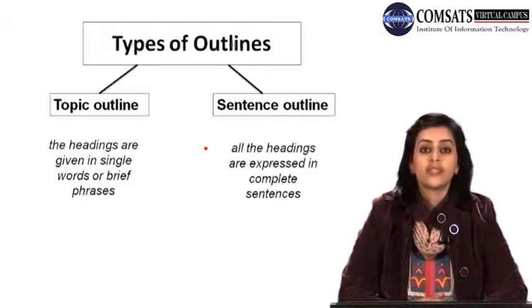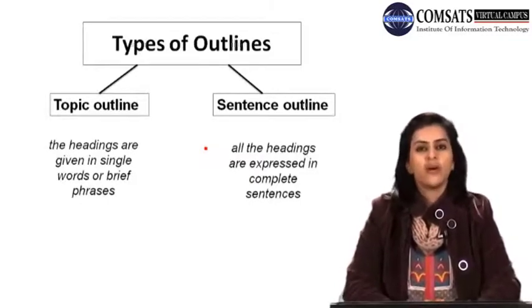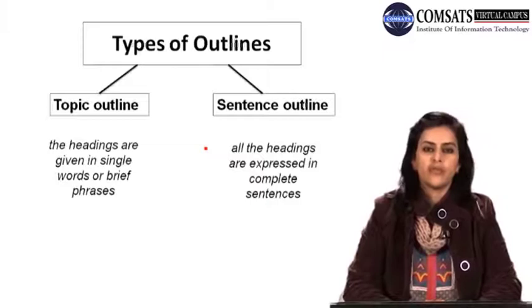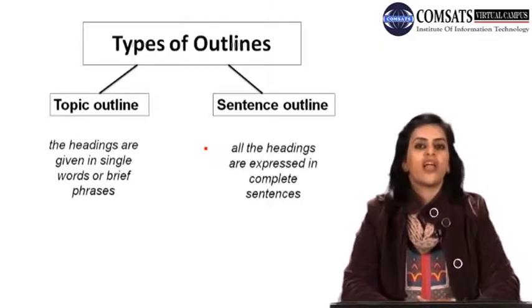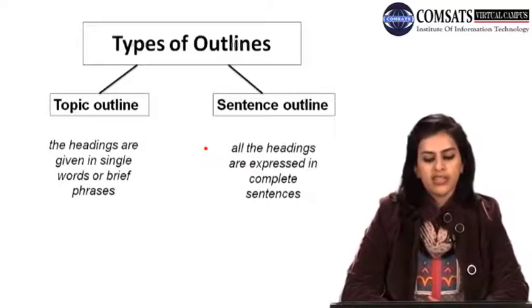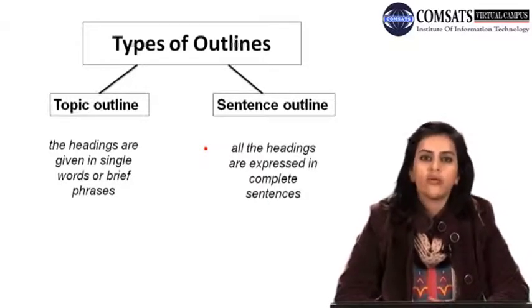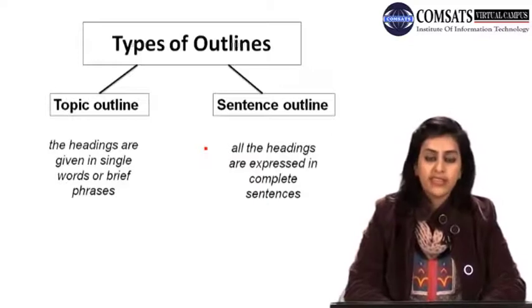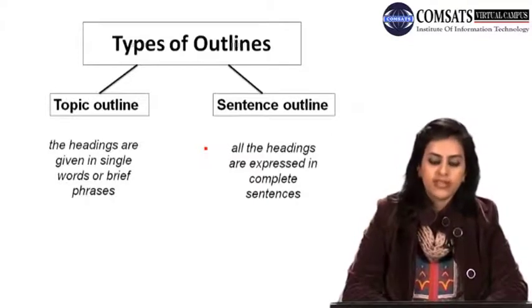Now that you know what an outline is, let's quickly talk about the different types of outlines that we have and that we can use while writing essays. If you see the slide, the first type of outline is a topic outline. The headings are given in single words or brief phrases.